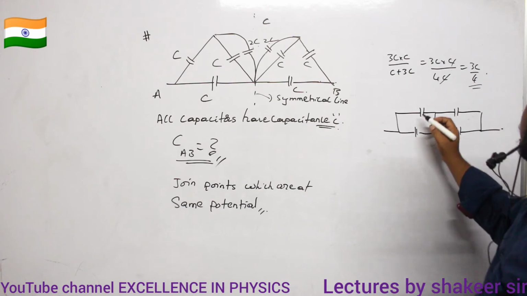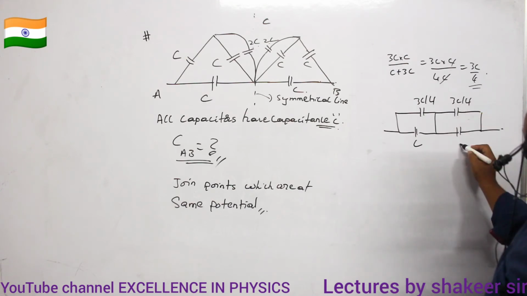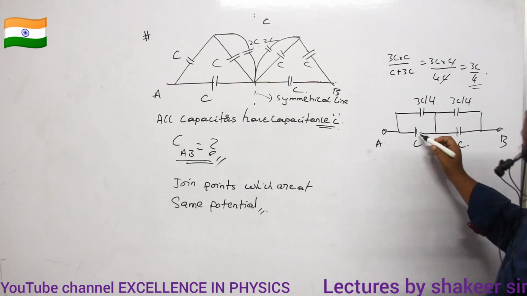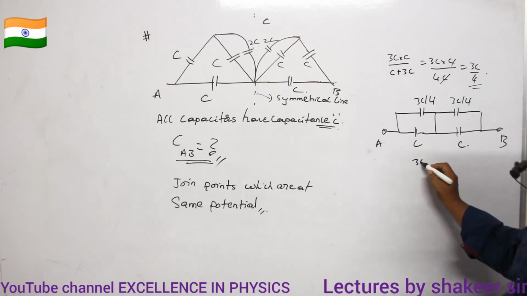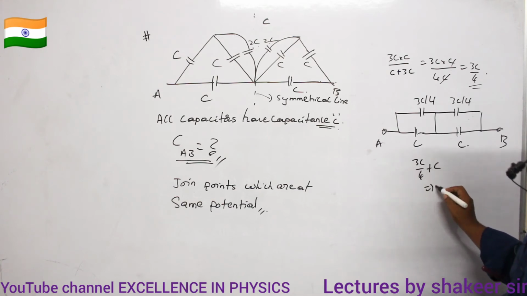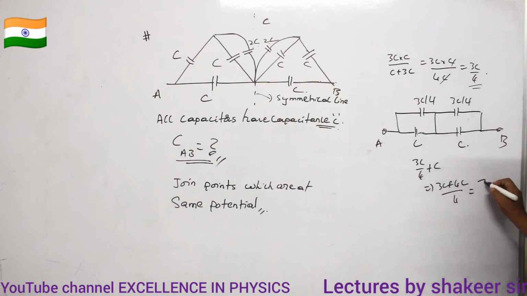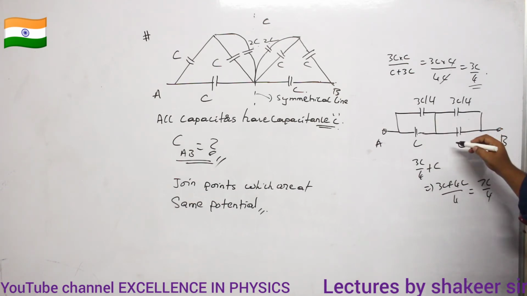So the equivalent circuit is this 3C divided by 4 and this is C. This is point A and this is point B. So 3C divided by 4 and C are again connected in parallel connection. So 3C divided by 4 plus C is how much? 3C plus 4C divided by 4. So how much is it? 7C divided by 4. So this is 7C divided by 4 and this is 7C divided by 4.